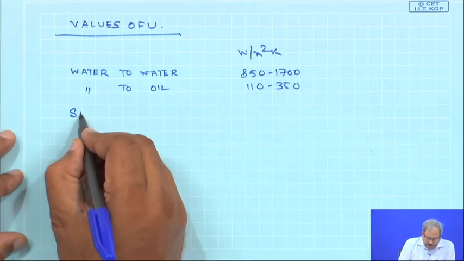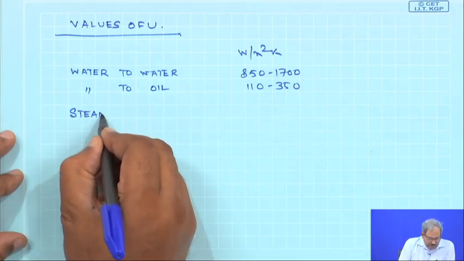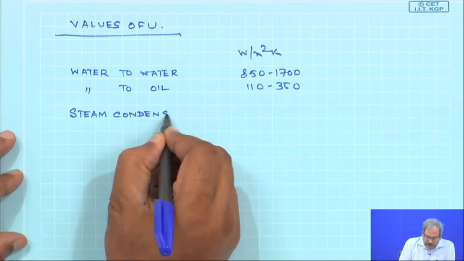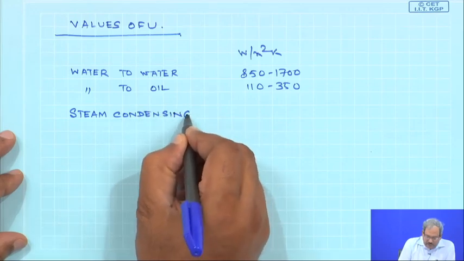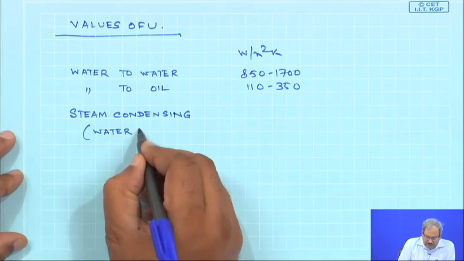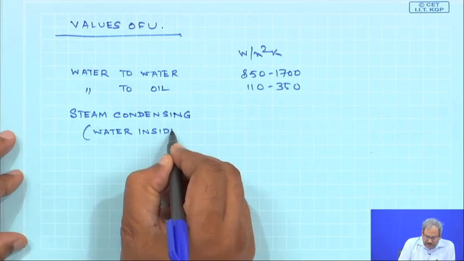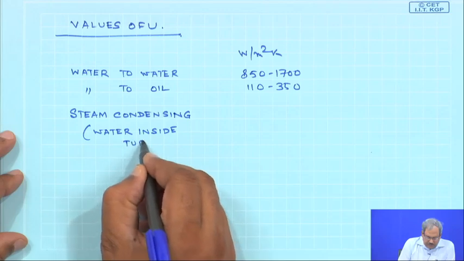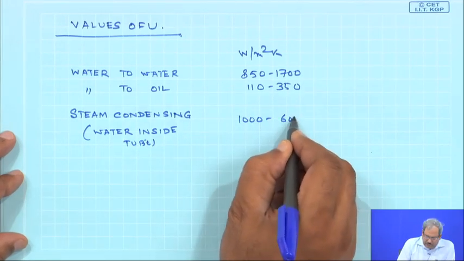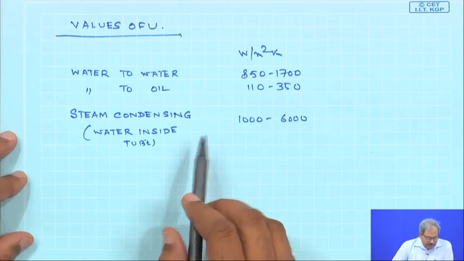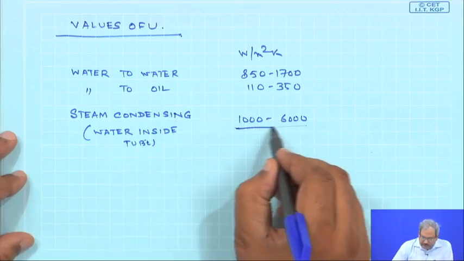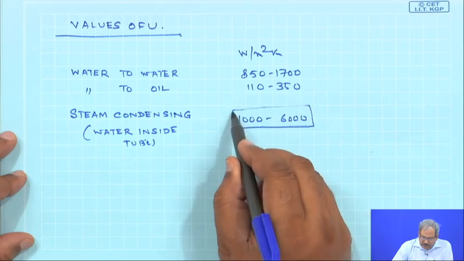The important one here is steam condensing on the outside of the tube while water is inside the tube. This is an important value which is about 1000 to 6000. So, look at this number. This is the largest of the three that I have shown so far.